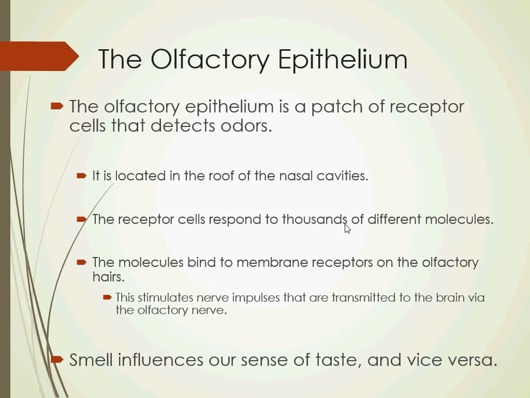Moving on to smell now, the olfactory epithelium is a patch of receptors that detect odors, and it's located on the roof of your nasal cavity, and it responds to thousands of different molecules. And what happens is these molecules enter in the nasal cavity, bind to receptors that are located on olfactory hairs, and then an impulse is sent to the brain about that smell.